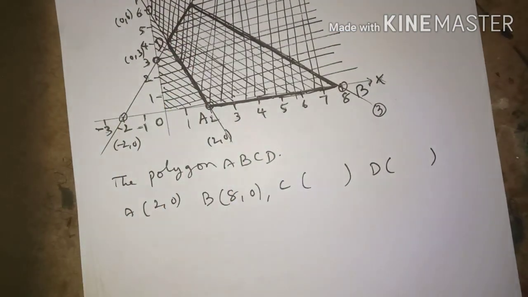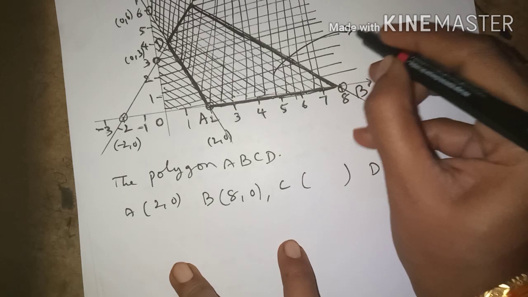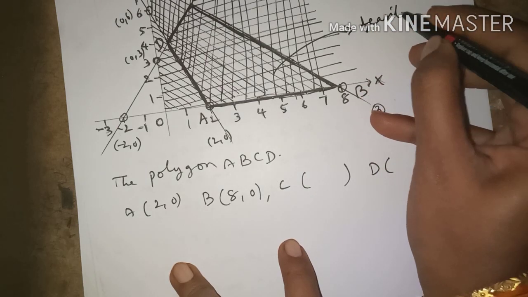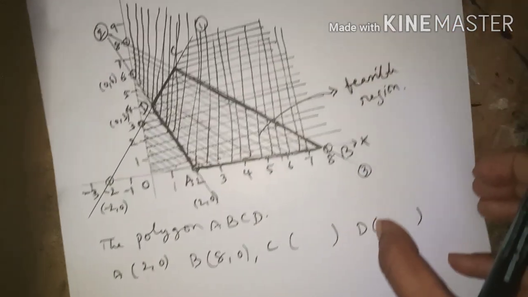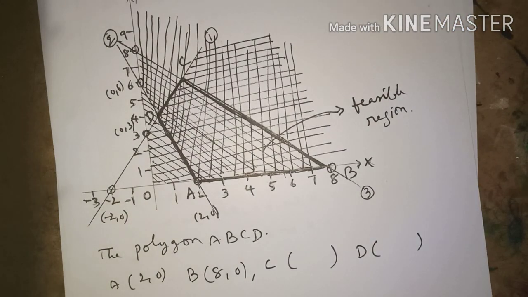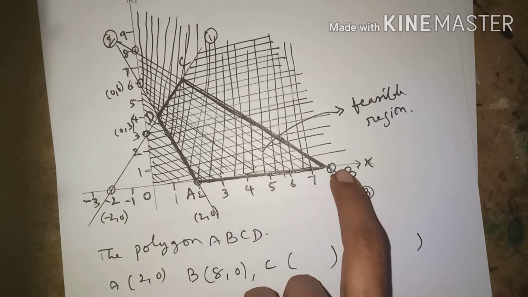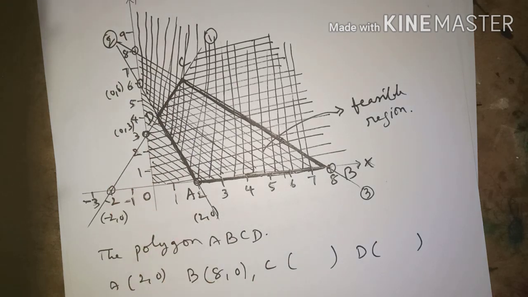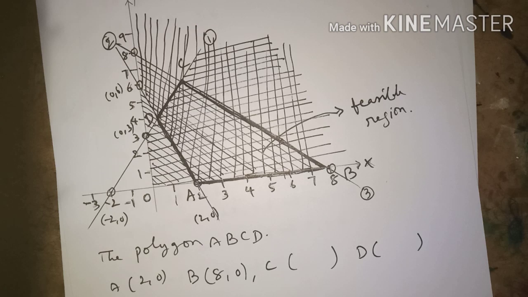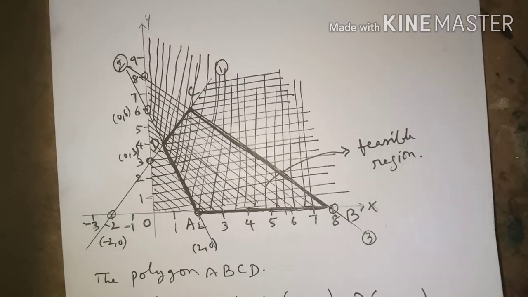Now this is our feasible region. The feasible region has the vertices A, B, C, D. This is our polygon. In this one we know A is (2, 0) and B is (8, 0). We don't know the C value as well as the D value. We need to calculate the C value and D value.